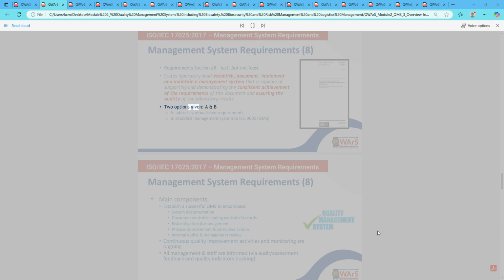Two options are given: A and B. Option A addresses various listed requirements. Option B establishes a management system to ISO 9001 QMS.